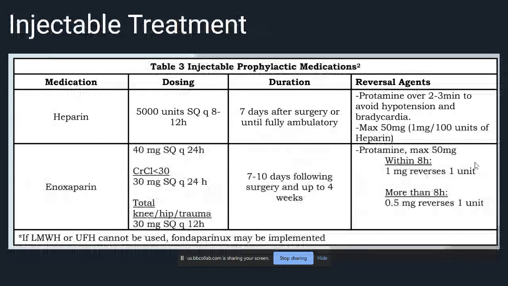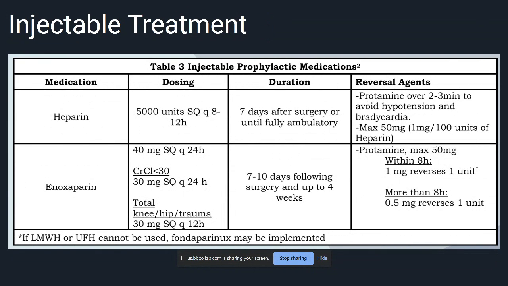Now moving on into the injectable treatments. This includes heparin and enoxaparin, which Ashley has mentioned previously. Heparin is dosed at 5,000 units, sub-Q every 8 to 12 hours. The duration of treatment is 7 days after surgery or until fully ambulatory.